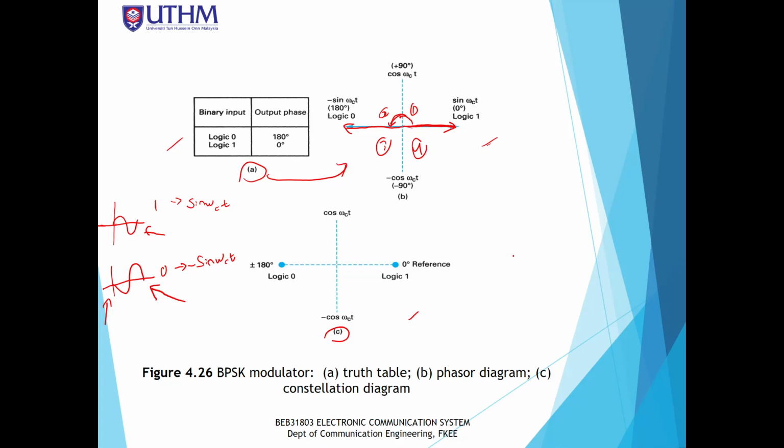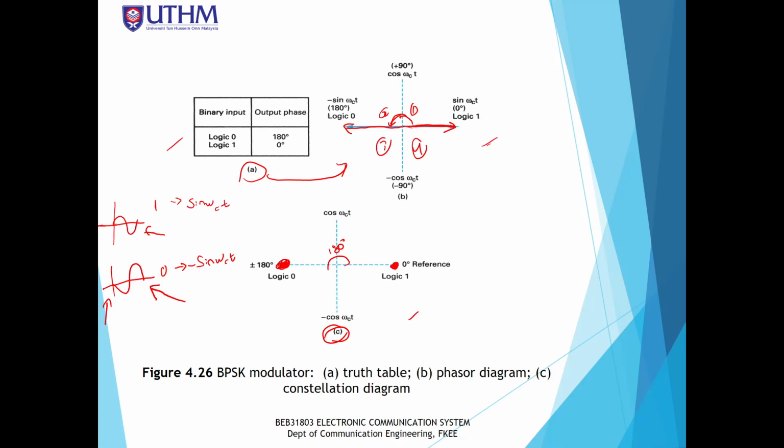In this constellation diagram, since we have two symbols only, logic 1 is located at 0 degrees, which is this one, and the other one, for logic 0, is located at 180 degrees of phase. So this is 180 degrees. We have two dots over here, and this shows the distance between the two symbols.